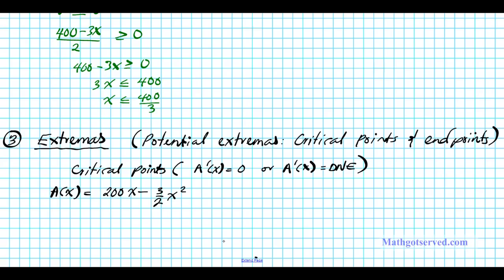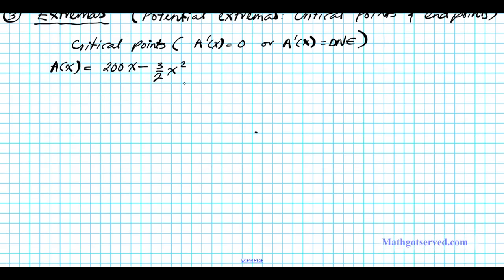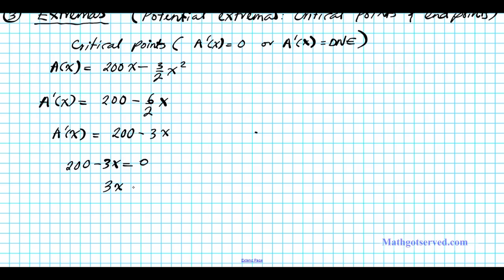Let's keep that in mind, but let's just differentiate to make sure. If we differentiate this function, A prime of x is equal to 200 minus (6 over 2)x, and that simplifies to 200 minus 3x. Now, to finish this off, we'll set it equal to 0. 200 minus 3x equals 0, and when you solve that, 3x is equal to 200, and x is equal to 200 over 3.